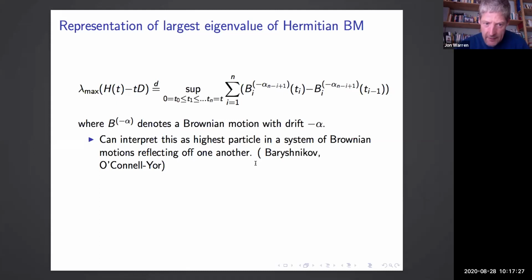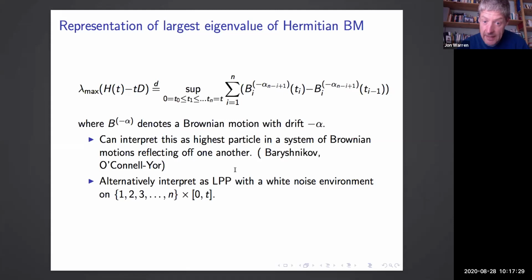Another way of thinking about the right-hand side is that it's a last passage percolation time itself, only instead of having an environment which is exponential random variables in boxes, it's white noise on a set of n line segments, each running from 0 to t. I'm just saying that as an aside, really.